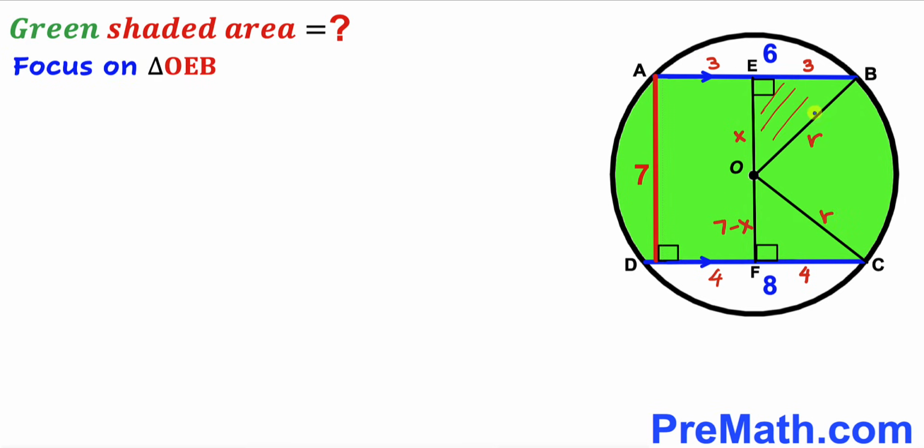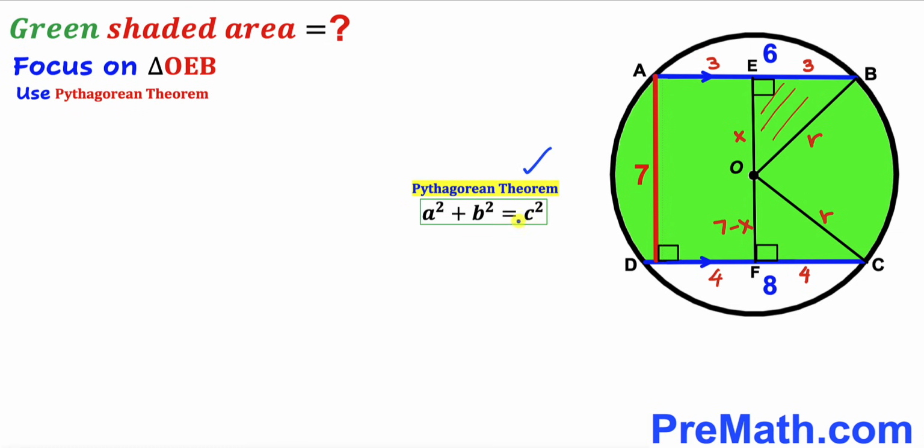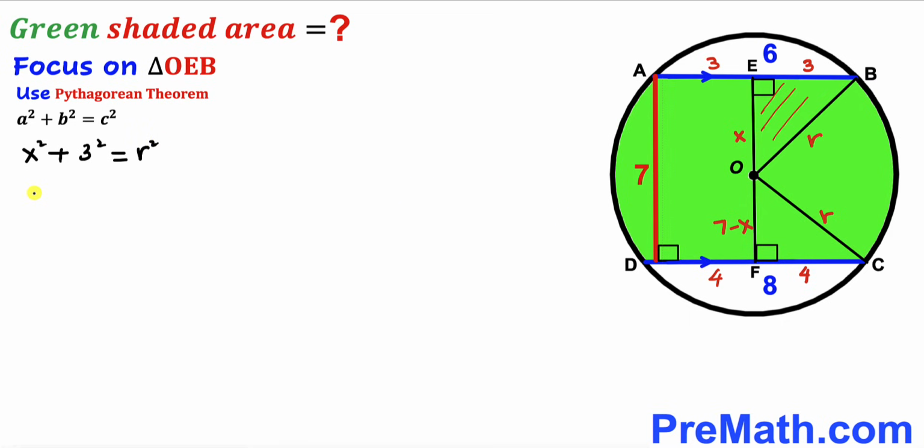Now we are going to focus on this right triangle OEB, and apply the Pythagorean theorem on this triangle: a square plus b square equals c square. In our case, our hypotenuse is radius r, whereas our two other legs are x and 3. Let's fill in the blanks in this Pythagorean formula. So we get x square plus 3 square equals r square. If we simplify, we can write r square equals x square plus 9. I'm going to label this one as equation number 1.